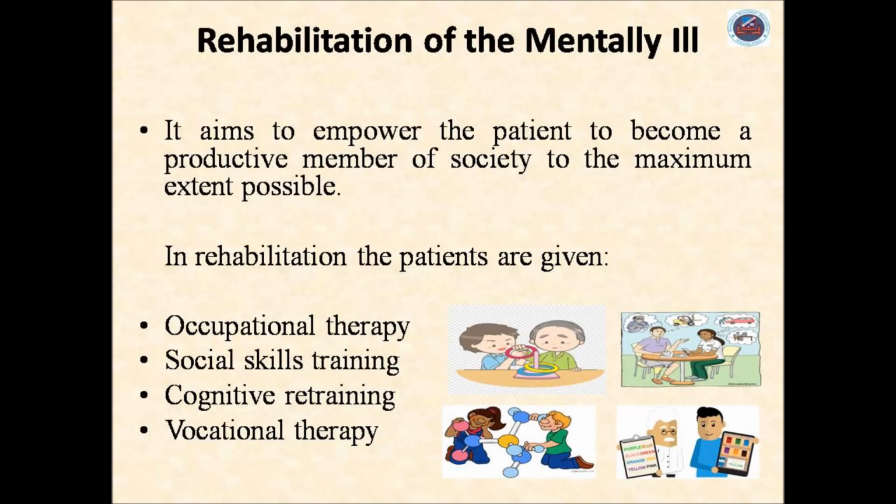Then comes cognitive retraining. It is a program of regular activities to improve one's cognitive abilities. It can be referred to individually, like helping them with their working memory, attention, and executive functions. Then comes vocational therapy. After the patient improves sufficiently in all the above-mentioned therapies, vocational training or therapy is given to them, where the patient is helped to gain skills necessary to undertake productive employment.